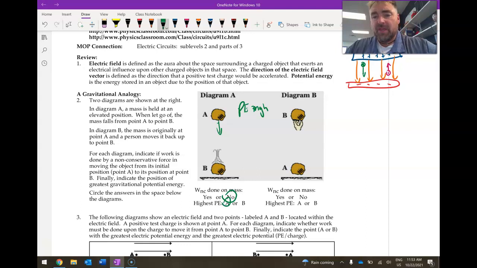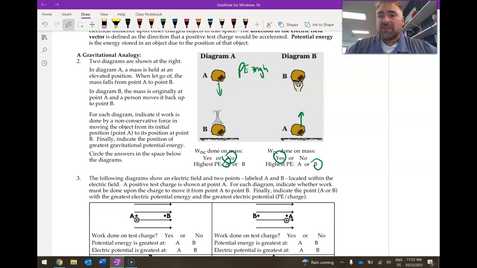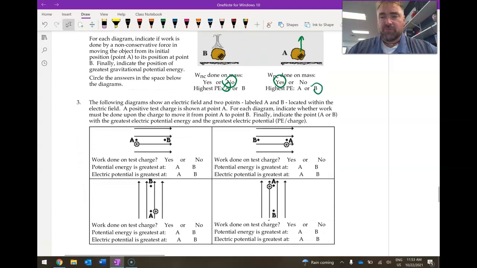Now, if we look at B, we're going to force this rock up. We have to exert a force on it. So is there work done on it by us? Yes, there is. But now our highest potential energy is at that highest point, which is at B. So we're going to apply that now to the same thing with the electric potential.